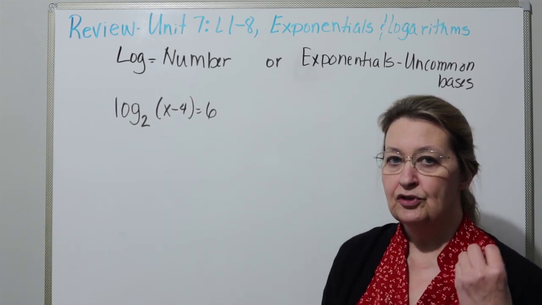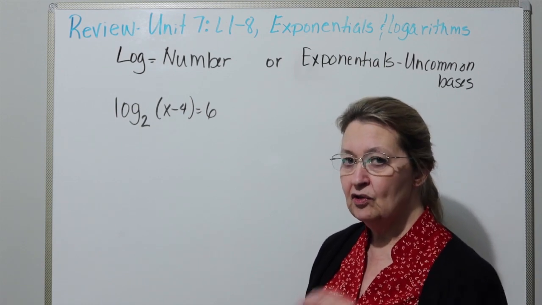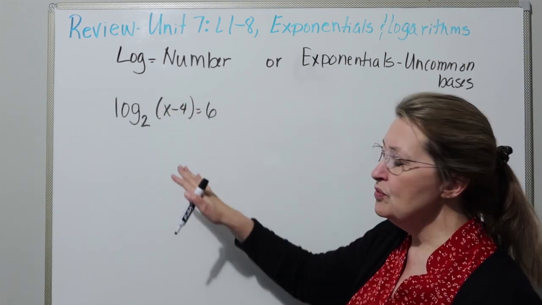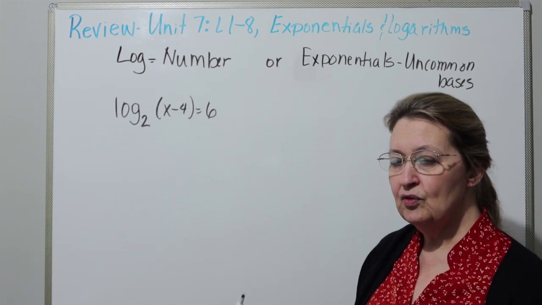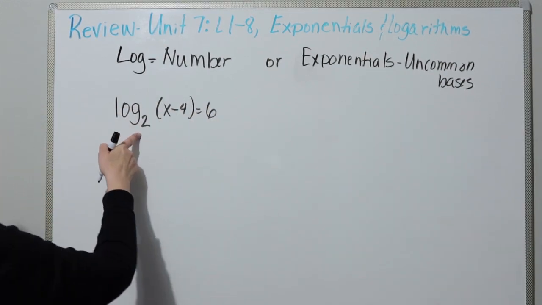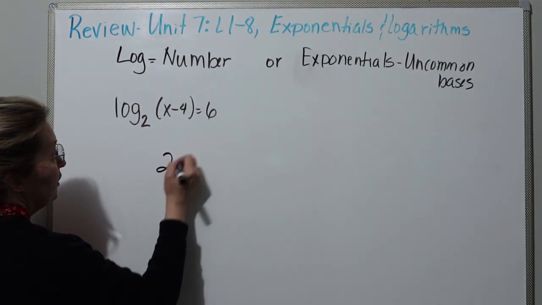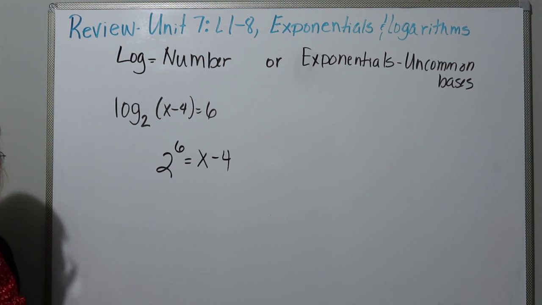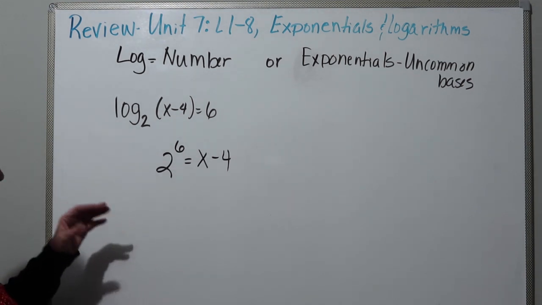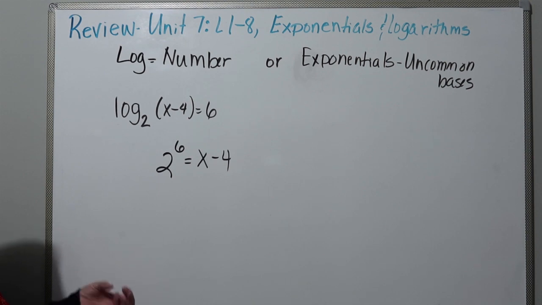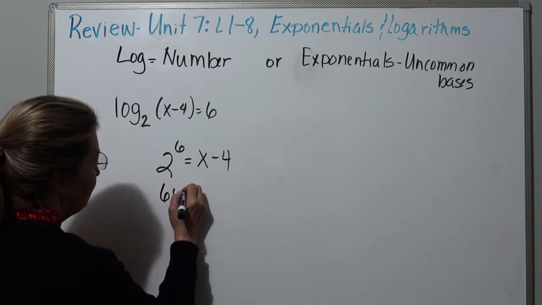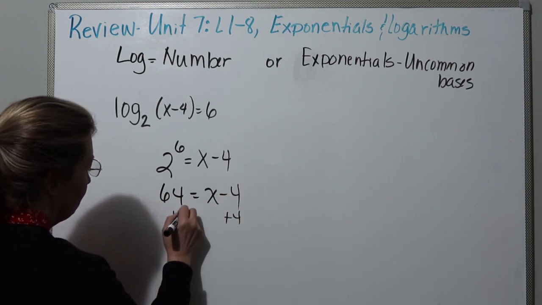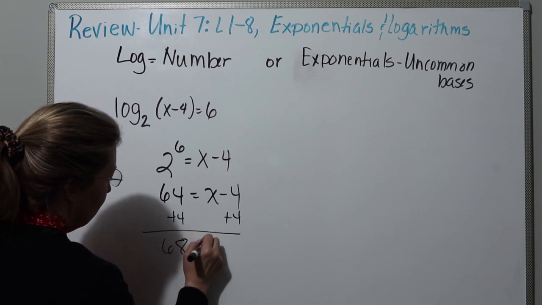This was where you could use your converting from log to exponential or exponential to log to help you solve this. So when you have log to a number, you're going to convert this to an exponential. You're going to say this is the base, so I have a 2, to the 6th power equals x minus 4. See how much simpler this is? So 2 times 2 is 4, times 2 is 8, times 2 is 16, times 2 is 32. So we've got 64 equals x minus 4. Add 4 to each side, and 68 is equal to x.